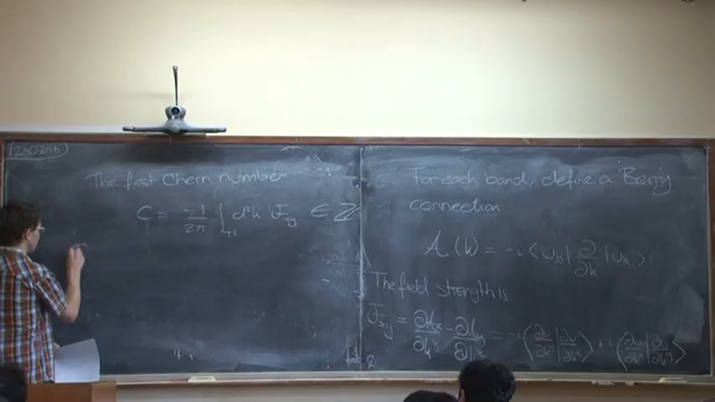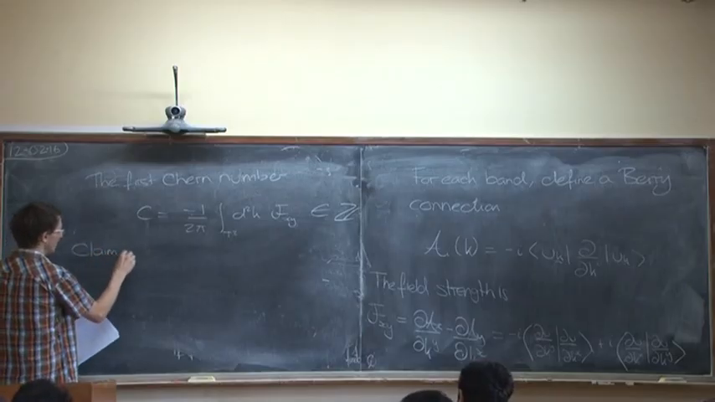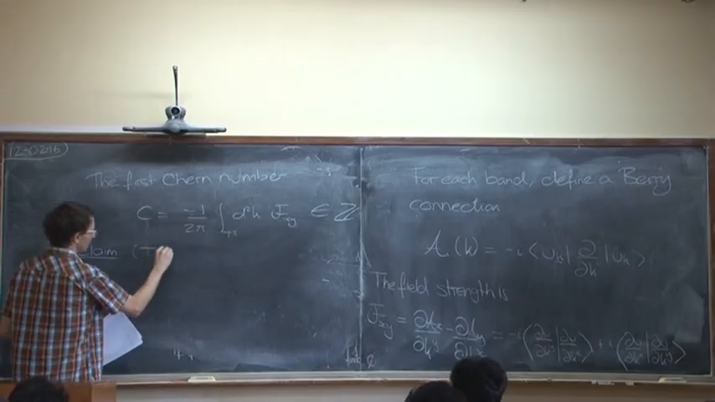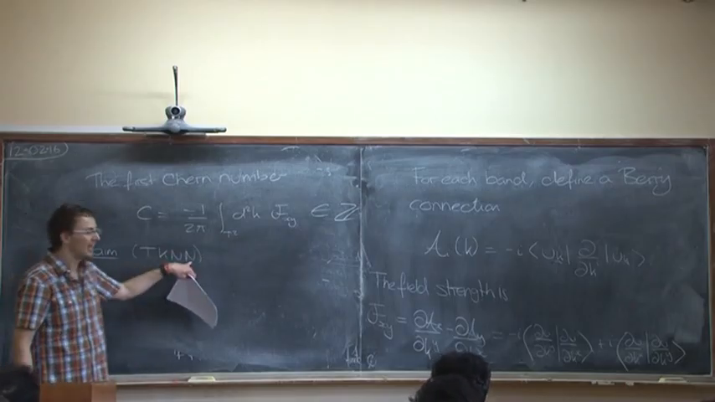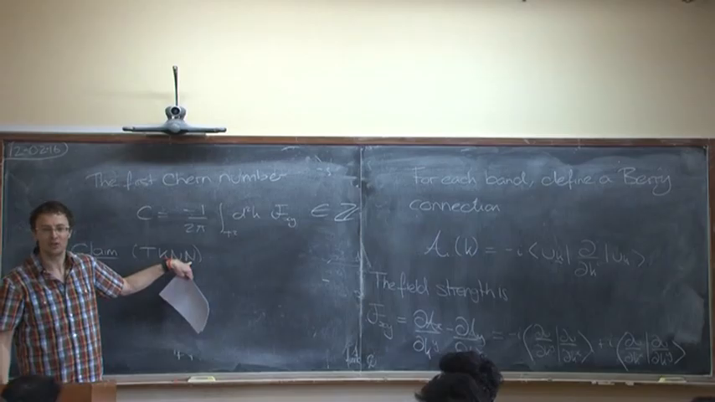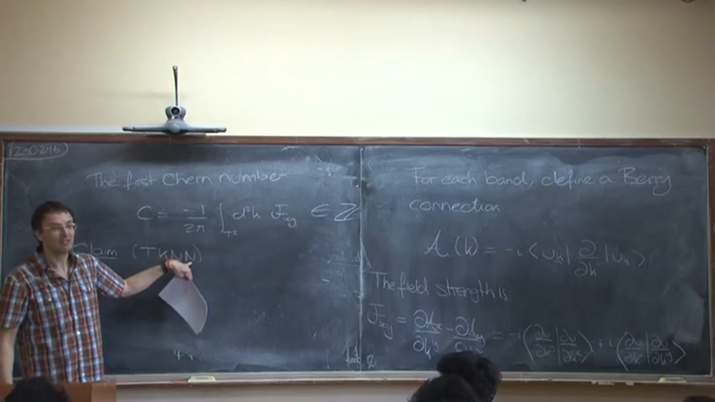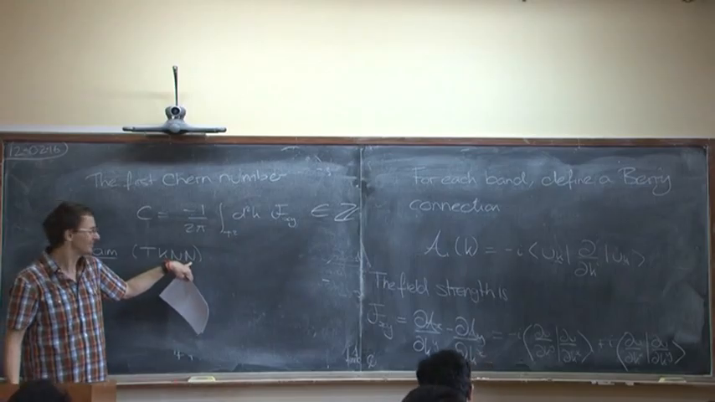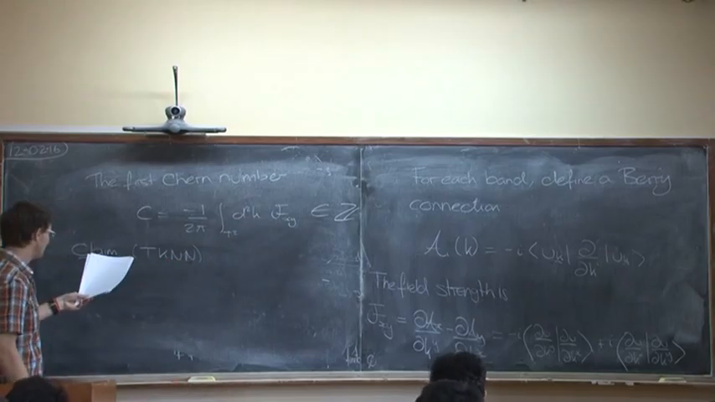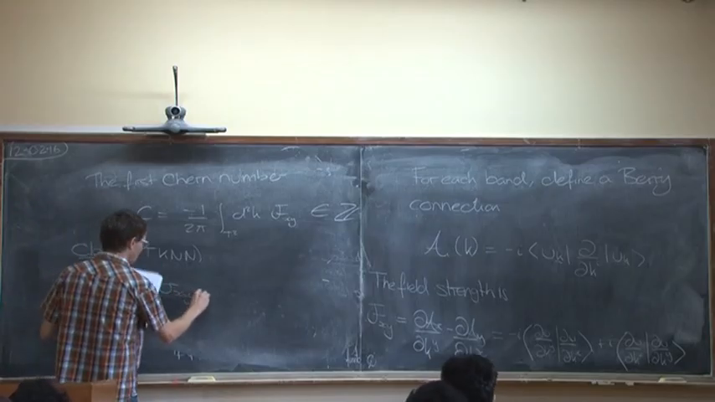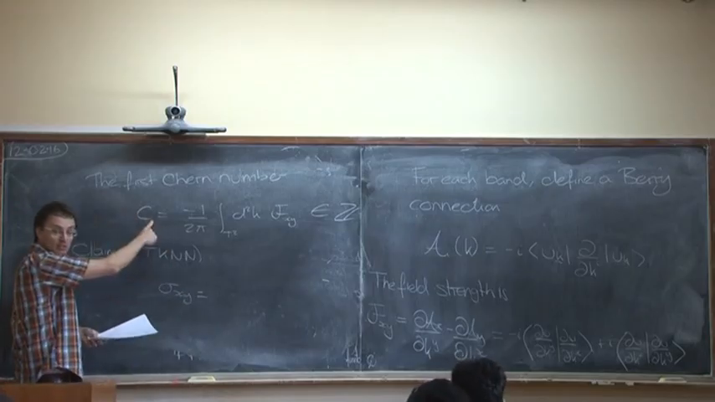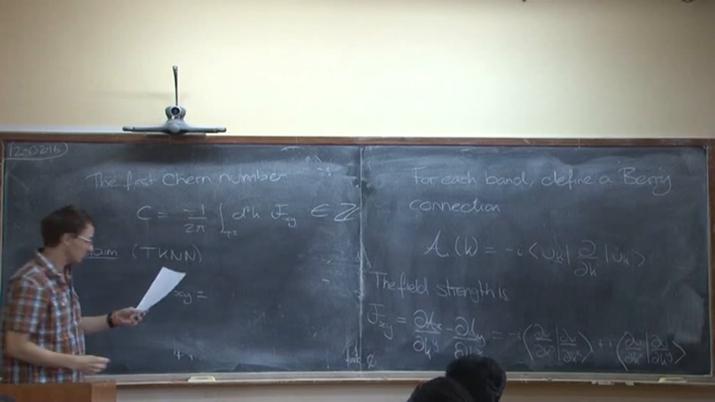Okay, so here's the claim. It's a claim by TKNN. TKNN stands for Thouless, Kohmoto, Nightingale, and one of these Dutch names that no one else knows how to pronounce. It's written in Nijs, and it's probably pronounced something like that. And the claim is of a completely gorgeous form. It's the following: that this very abstract object that we're computing is the Hall conductivity.